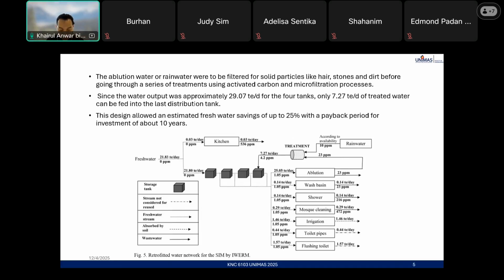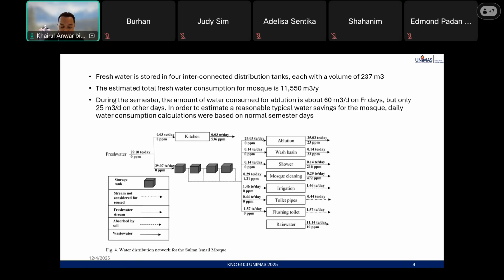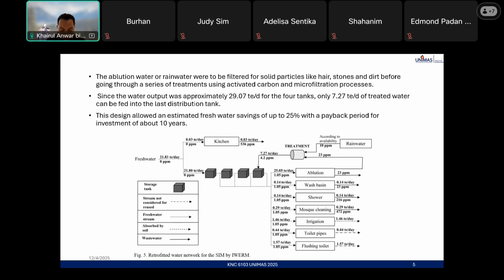This is done by IWERN, which is the Institute of Environmental and Water Resource Management, UTM. They propose to reuse the ablution water and rainwater for the entire mosque, because rainwater is not that stable. It varies according to availability. The ablution water has to be filtered for solids. This incoming water goes into the interconnected tank, where it is diluted to 1.05 ppm.